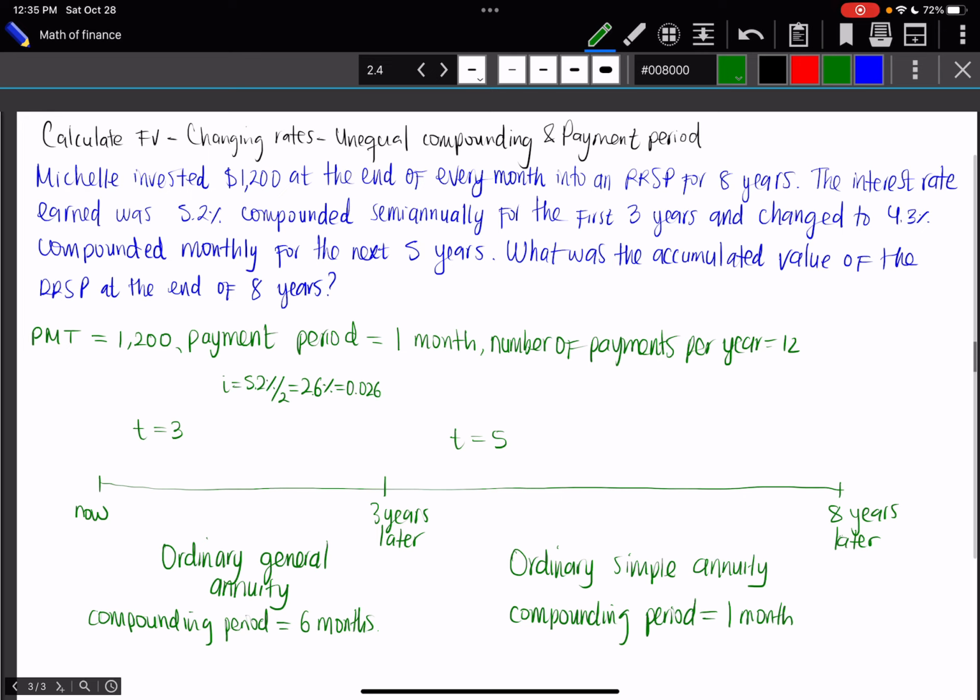On the other hand, for the next 5 years, the nominal interest rate changes to 4.3%, and then the compounding frequency changes because now interest is compounded monthly. So the periodic interest rate for the last 5 years is 4.3% divided by 12. And when we do 4.3% divided by 12, we get whatever that is. In decimals will be about 0.003583. There are some numbers afterwards.